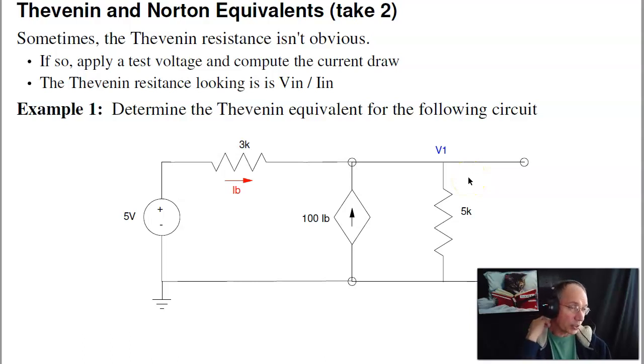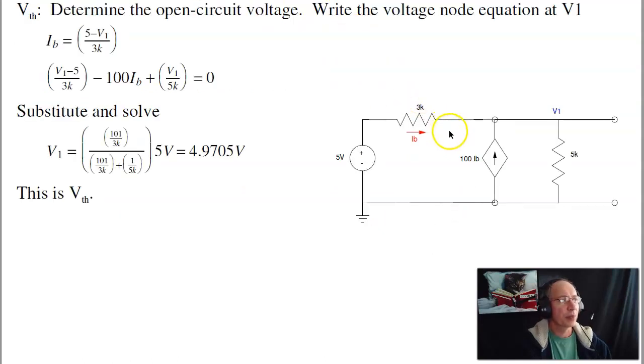So, given a circuit like this, find the Thevenin equivalent. The first step is find V Thevenin. So what I'll do is I'll find the open circuit voltage, and that's just a voltage node equation. I'll assume V1 and find the voltage so that everything balances. The current left is (V1 minus 5) over 3K. The current through here is minus 100 IB. That's the current from the node. IB is actually (5 minus V1) over 3K. So it'll be minus 100 IB plus V1 over 5K. That's got to balance.